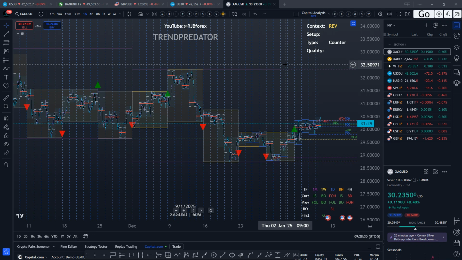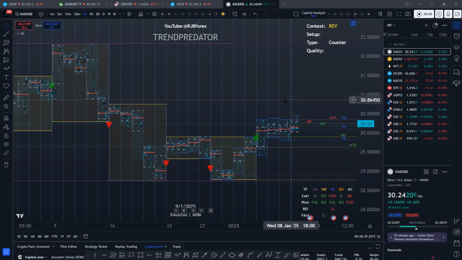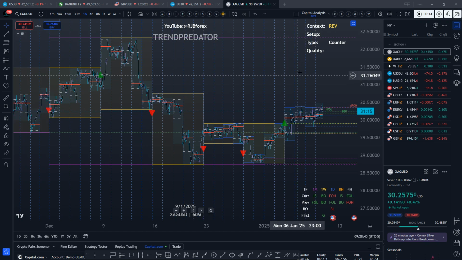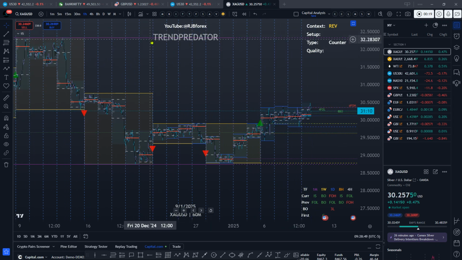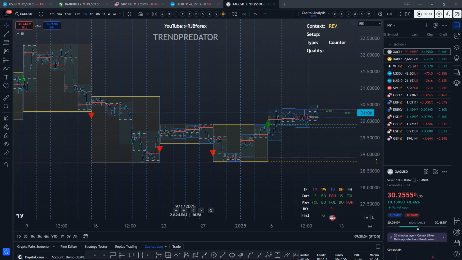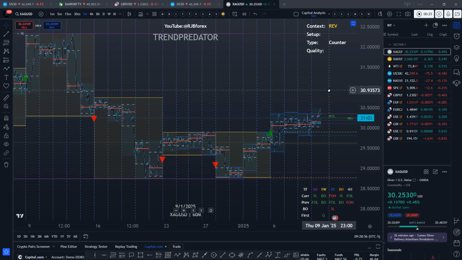Okay, watch list creation. We've got the Wall Street Open coming up in the next couple of minutes, and we're looking at silver here. My trading window is between 10 and 12, 10 a.m. to 12 p.m. New York. As we can see, the Trend Predator indicator, I'm testing the pro version, which is due to be released on a free trial basis for subscribers.